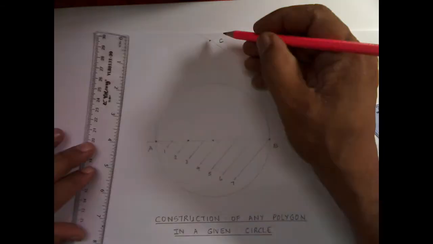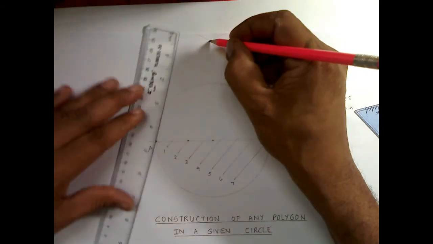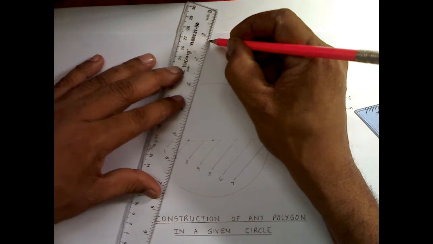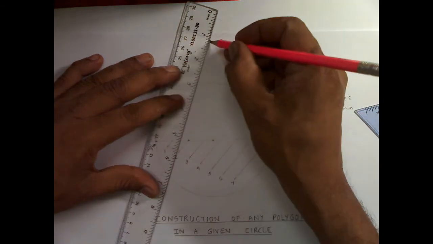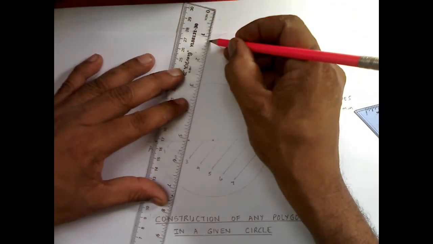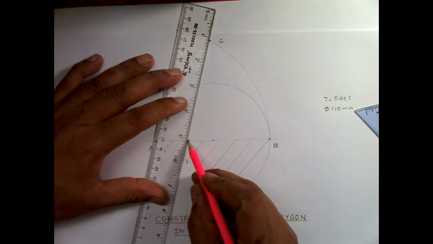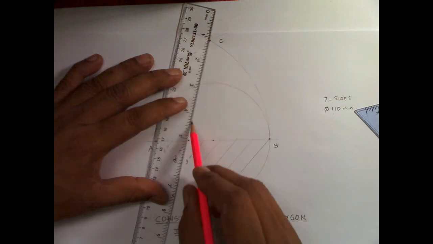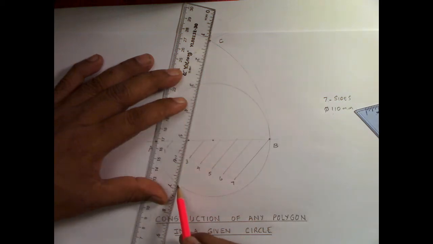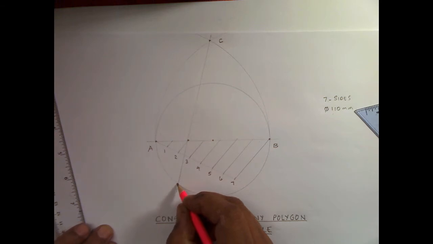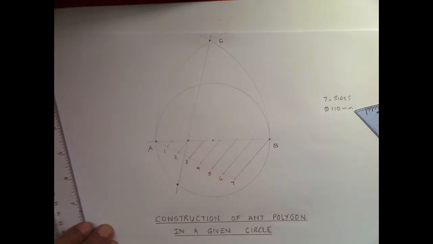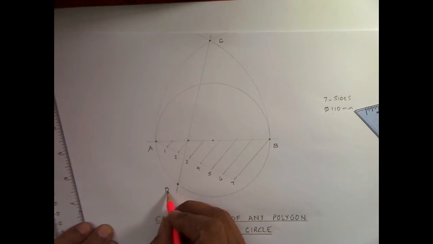Using your ruler now, draw a line from point C, and it must pass through point 2 on the diameter of the circle. So from C, passing through point 2, you draw a line and continue drawing that line until it crosses the circumference of the circle here. Alright? So it will give you this point here. Let's call that point D.